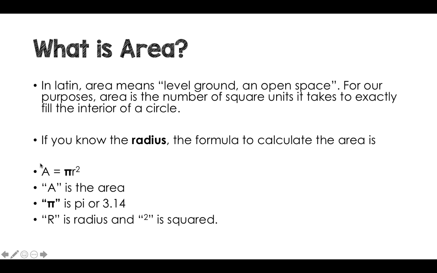What is the area? Pi is always the same number on a calculator, or if you don't have that pi button, always just use 3.14. For your homework this week, I said to use the number 3.14, so it is easier and you don't have to round. And then r is the radius, and that squared sign means you multiply the radius by itself.